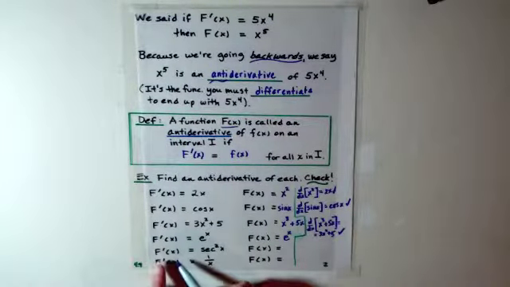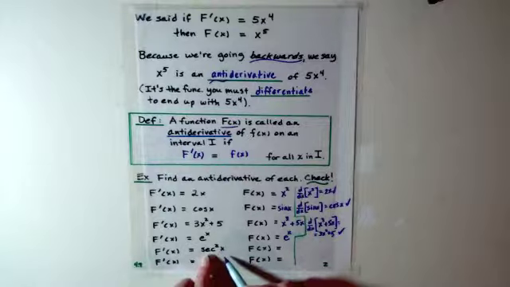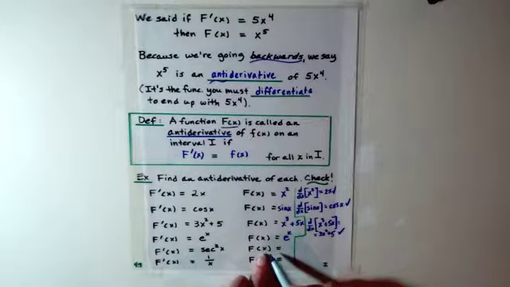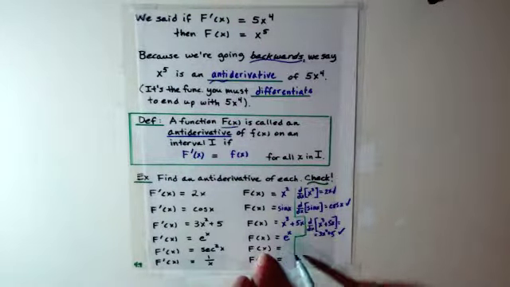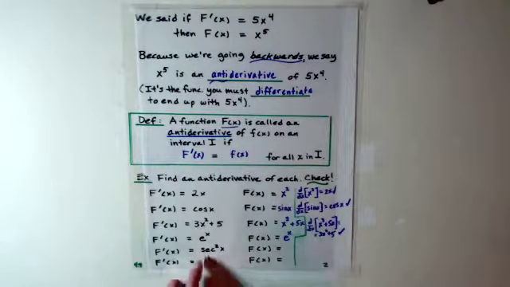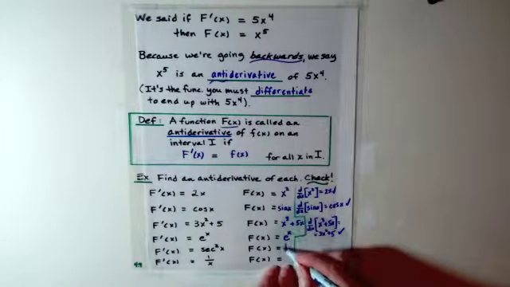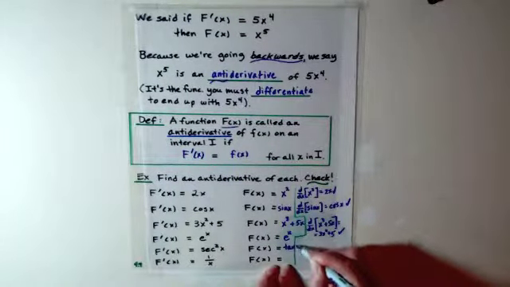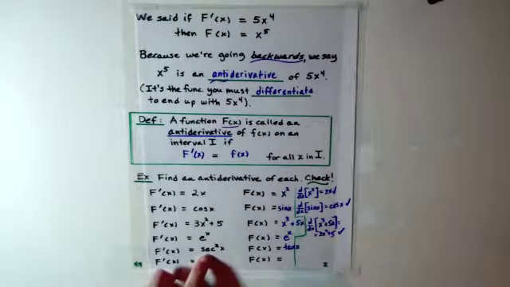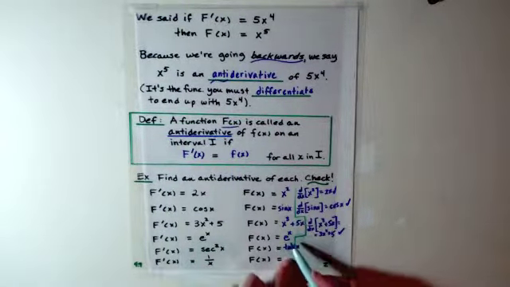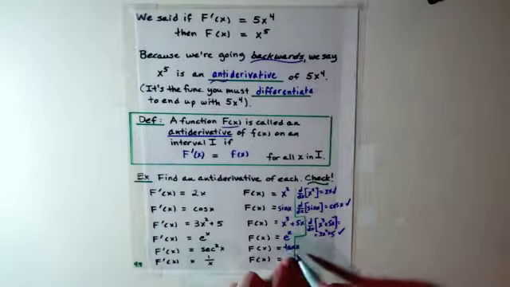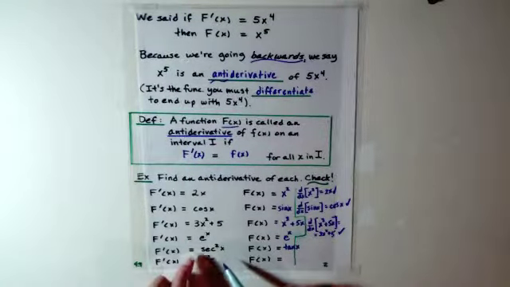What about this one? F prime is secant squared x, and we're trying to think, what's f? What do I have to start with so that when I differentiate, I get secant squared x? Well, you have to remember your derivatives of your trig functions, but the derivative of tangent x is secant squared x. And again, if you want to, you could write that out formally, but we can see that if I take the derivative of tangent x, I will get secant squared x.